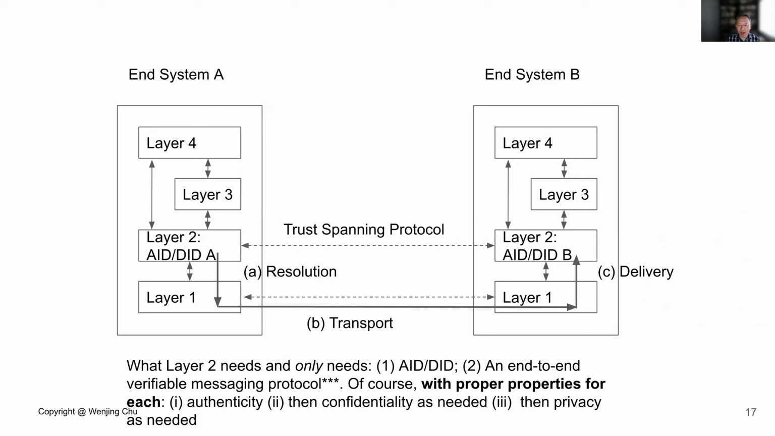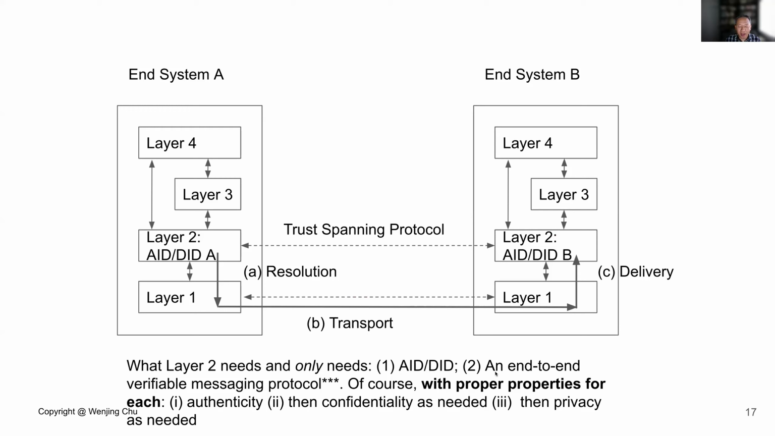So how do layer 2 and layer 1 relate to each other? Again, our definition of all the layers starts with layer 2. So what does layer 2 need to do? Again, very similar to what Internet Protocol does. You need addressing and some kind of messaging. Just two things, really. And the addressing we are referring to can be a DID, decentralized ID, or an AID, an autonomic identifier in KERI. Both are good examples of addressing in layer 2.